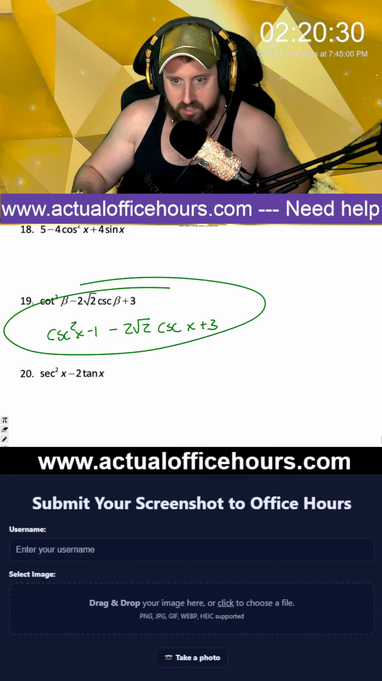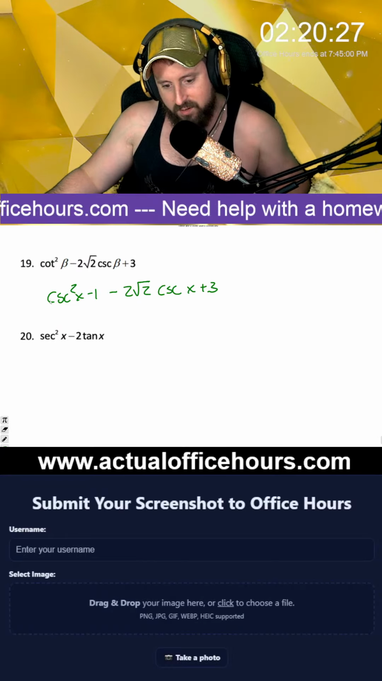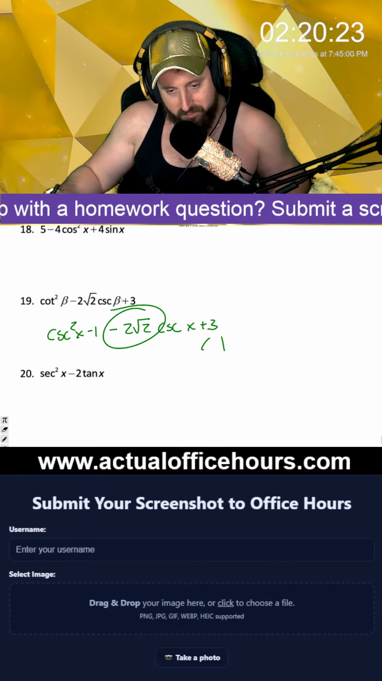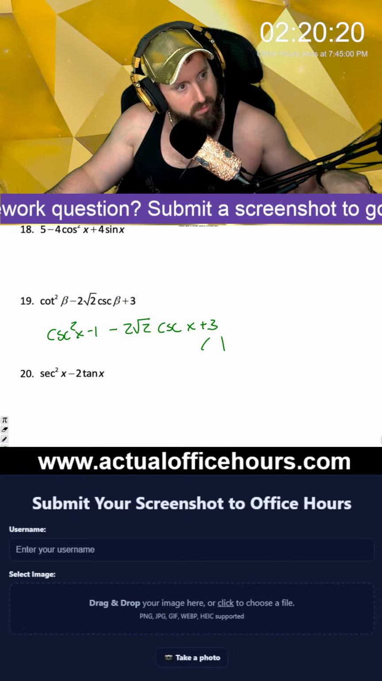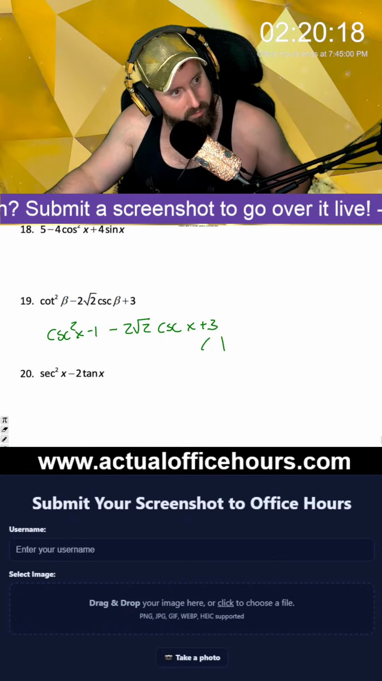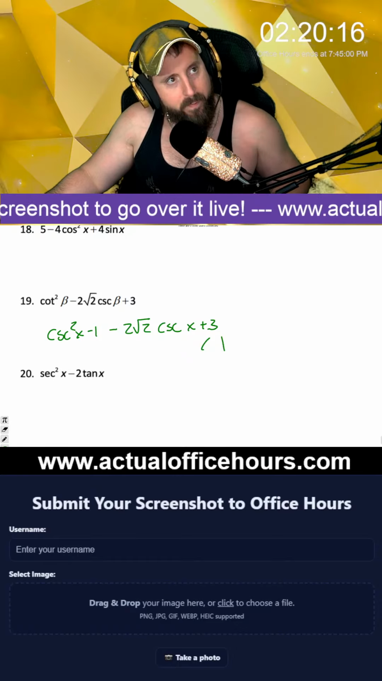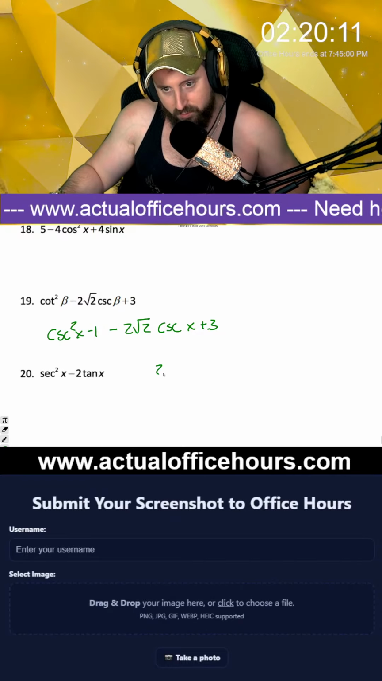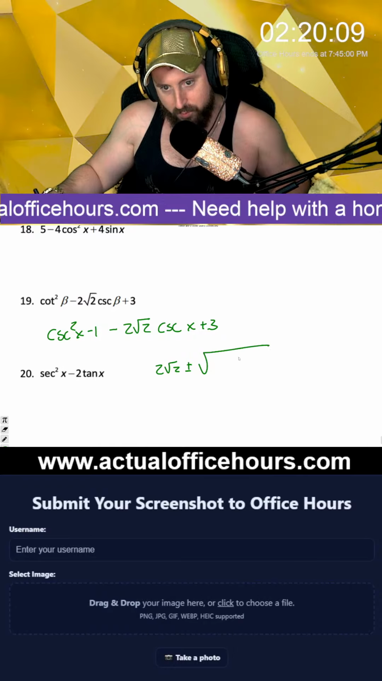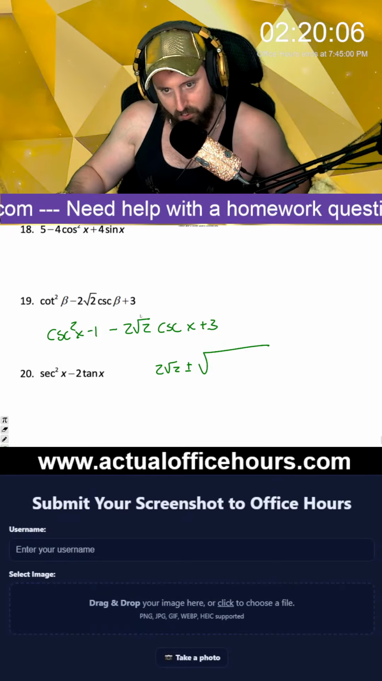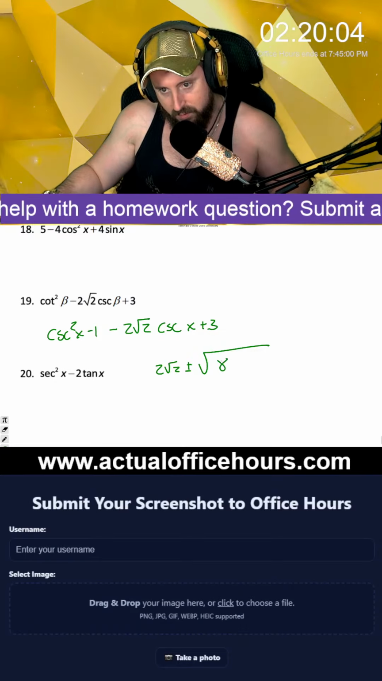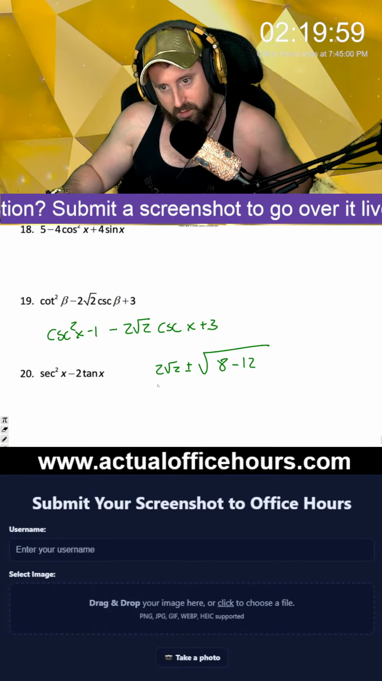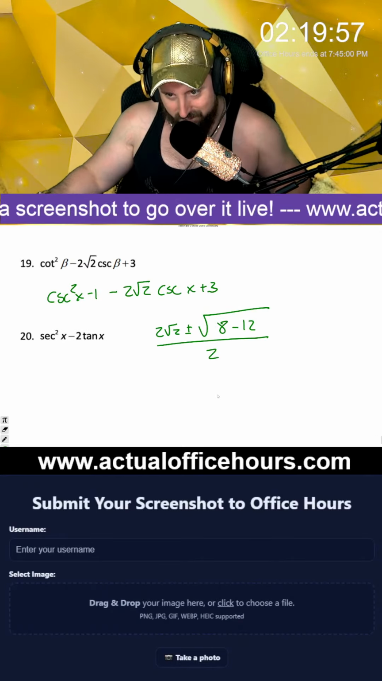So this is how you get everything to cosecant. And then this is not very easily factorable, right? I don't know what multiplies to 3 but adds up to 2 square root of 2. That's kind of weird, right? I think you have to do the quadratic equation here, which is unfortunate. So what's that? 2 square root of 2 plus or minus the square root of b squared, so that's 4 and 2, which is 8, minus 12. Oh, this is imaginary. All over 2.